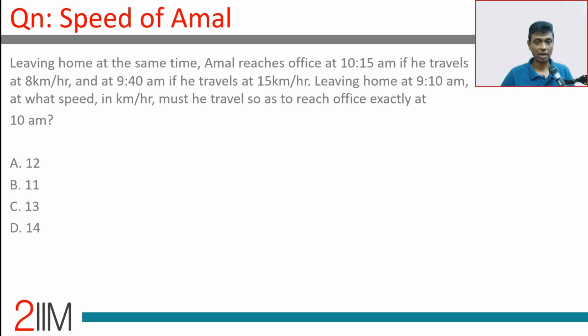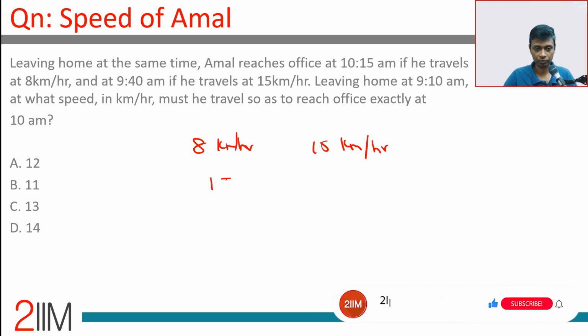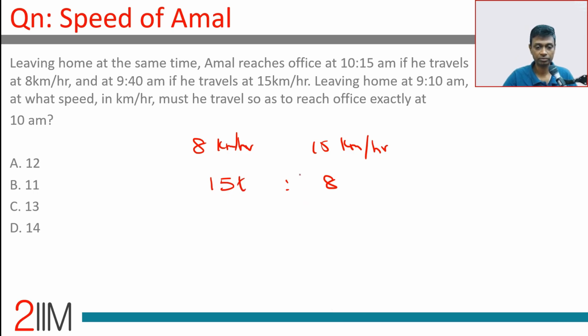Leaving home at the same time, Amal reaches office at 10:15 if he travels at 8 kilometers per hour, and at 9:40 if he travels at 15 kilometers per hour. Forget the starting time. He travels at 8 kilometers per hour and he travels at 15 kilometers per hour. The ratio of the time taken should be 15:8. If he takes 15 t time, he'll take 8 t time. Brilliant. With this, you're through.